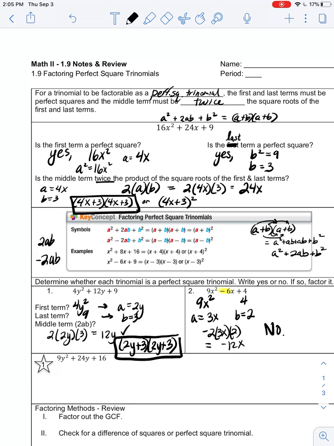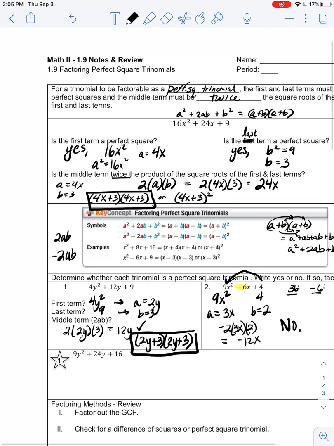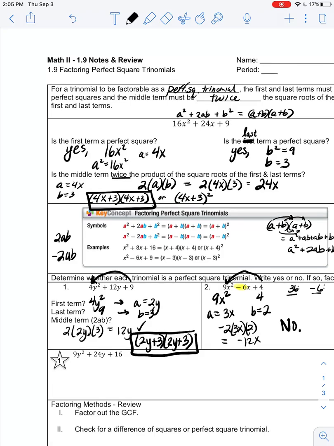So because it's not the middle term, that means that this is not factorable, which means even if you tried to factor it using our normal method of 4 times 9, coming up with 2 numbers that multiply to 36, add to negative 6, you can't come up with any numbers that work there, so you cannot factor this. If you looked at number 1 and if you forgot these patterns, you can always go back to factoring it how you normally would. 4 times 9, that's 36. 2 numbers that add to 12.